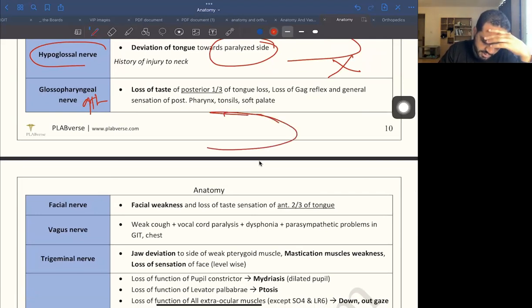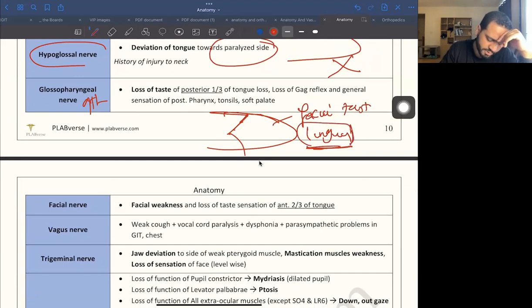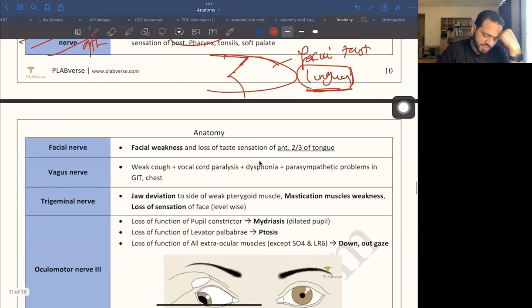So if this is your tongue, the anterior two-thirds of the tongue is supplied by the facial nerve and the lingual nerve. The taste is the facial nerve and the general sensation is the lingual nerve. The posterior third, taste and general, will be supplied by the glossopharyngeal nerve. So glossopharyngeal nerve injury will lead to loss of taste and general sensation in the posterior third of your tongue. Facial nerve, I think we explained it last time pretty well.